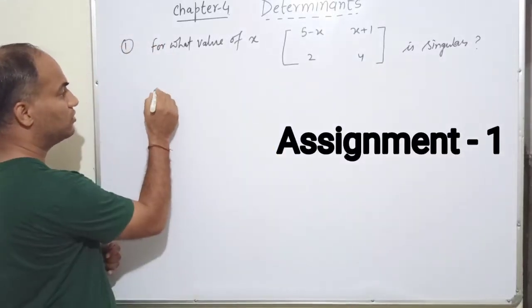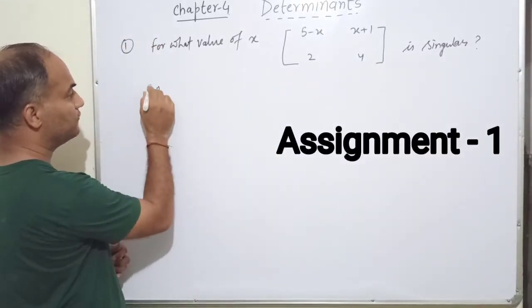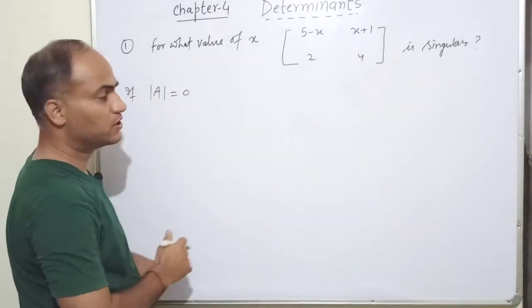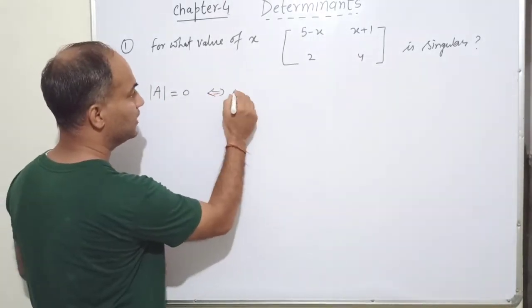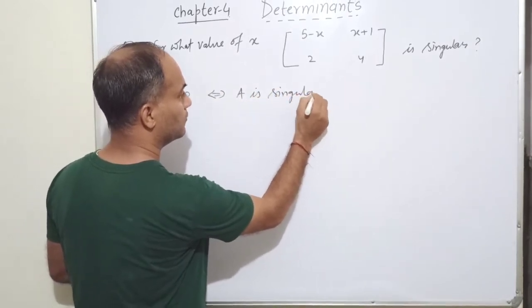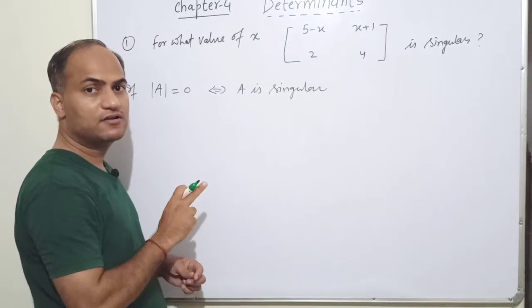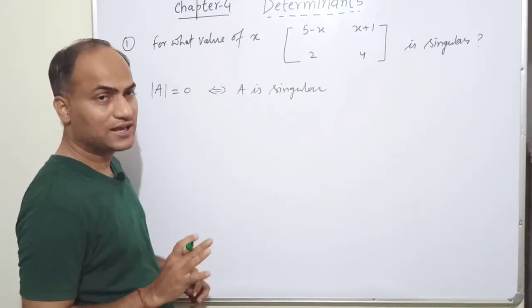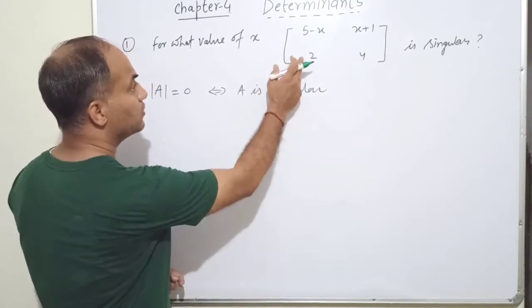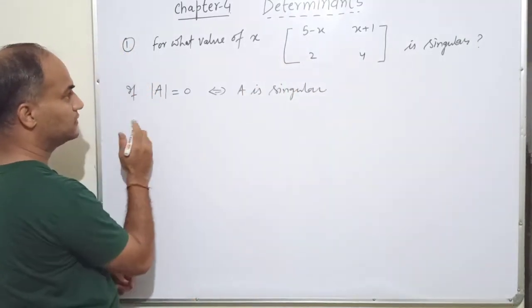A matrix is called a singular matrix if the determinant of A is equal to 0. That implies that A is singular. We know that for singular matrices the inverse will not exist. That can also be asked later on. So here we apply this result.